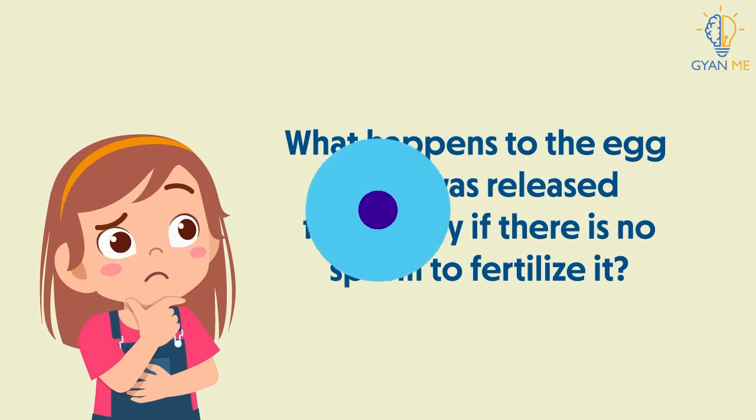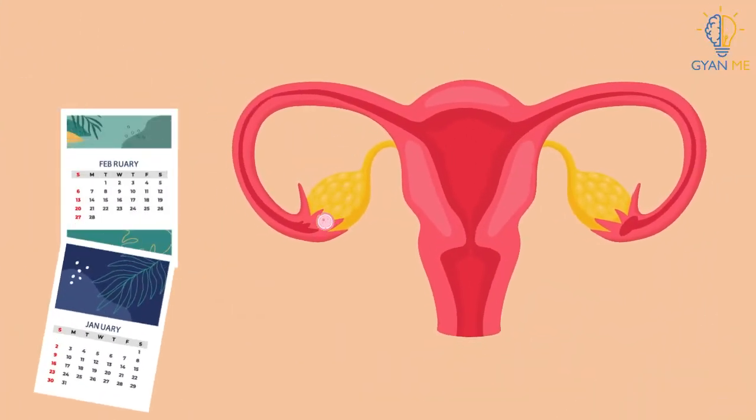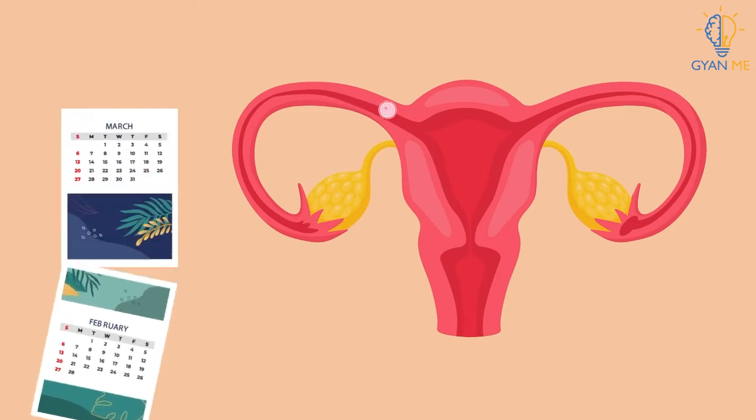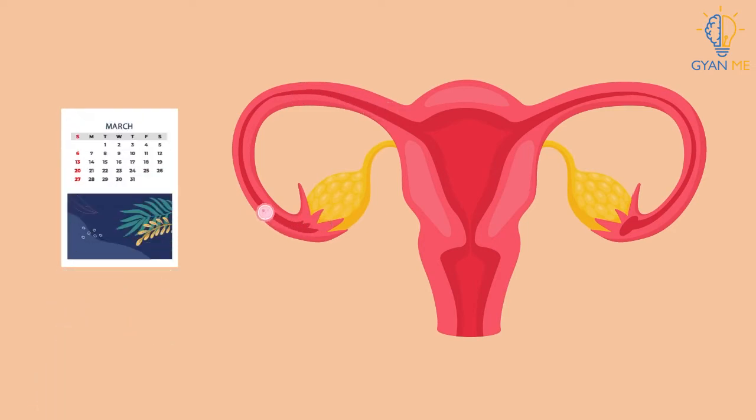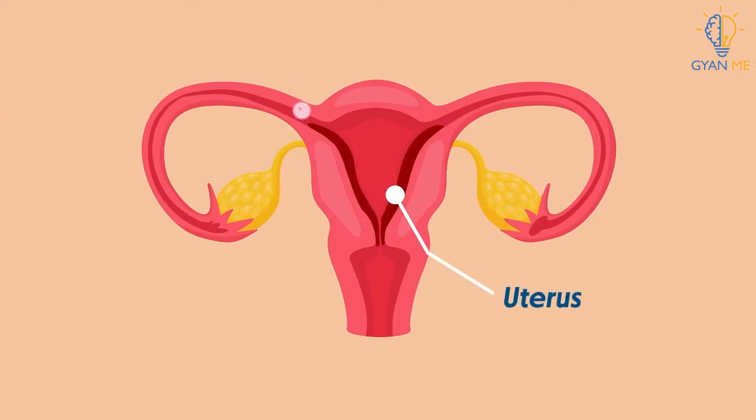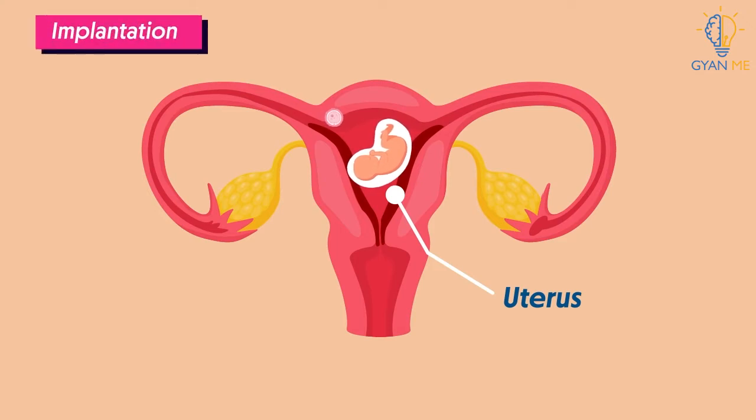Let's see. We know that ovary releases one egg every month, and simultaneously the uterus of female also prepares itself every month to receive a fertilized egg. From our previous video, you already know that during this time, inner lining of uterus becomes thick and spongy for the nourishment and attachment of embryo, the process called as implantation.